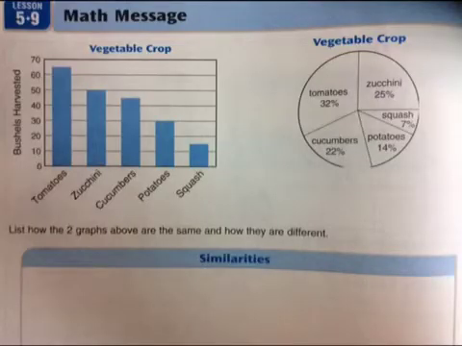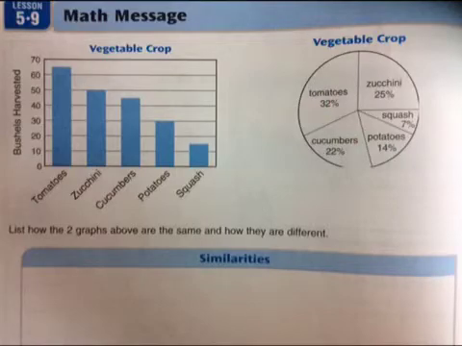On the top of page 150, we see two graphs, okay? This is what we call a bar graph, and this is what we call a circle graph or a pie graph. Okay, they're both acceptable. Now, we want to look at how they're similar. Well, they both have the same title, vegetable crops, right? They both have the same vegetables: tomatoes, zucchini, cucumbers, potatoes, squash, and you see them there, right? They both have the amounts grouped together, and they're easily compared.